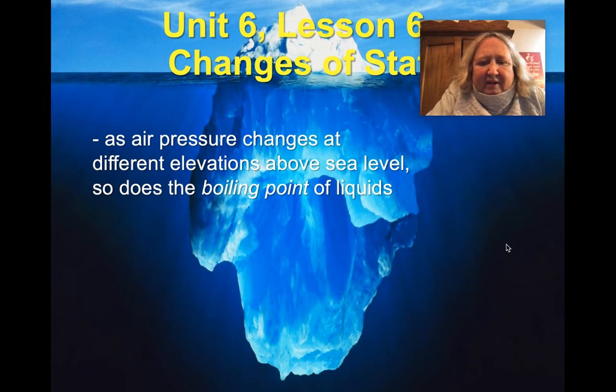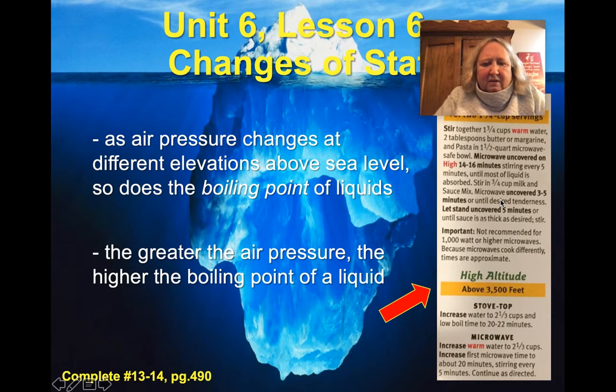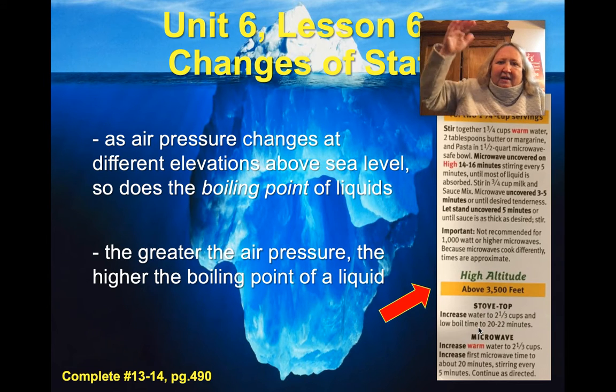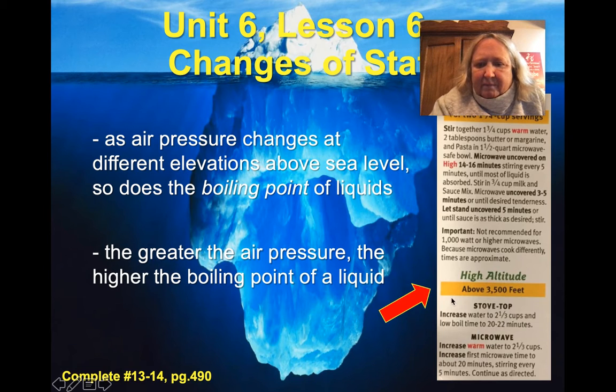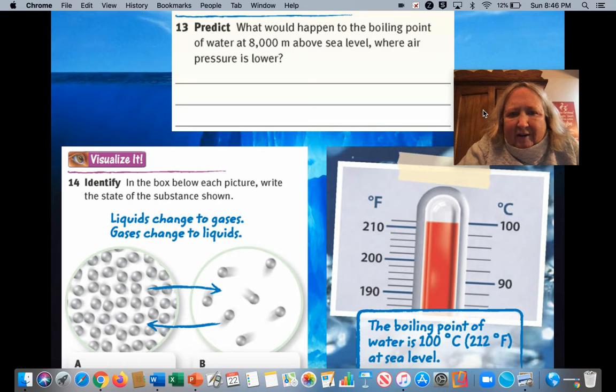All right. As air pressure changes at different elevations above sea level, so does the boiling point. We talked about this in IXL. So the greater the air pressure, the higher the boiling point. So, any of you who are football fans or ski or have been to Colorado, like the Denver Broncos football team, Denver Nuggets basketball, Denver is very high up. It's a mile high off of sea level. So they would have different numbers there. All right. So if we look at these questions, what would happen to the boiling point of water at 8,000 meters above sea level where air pressure is lower?